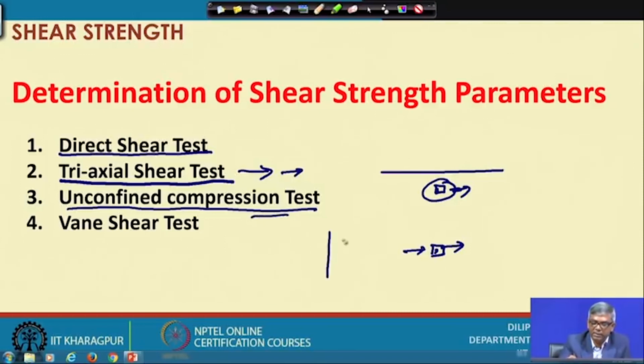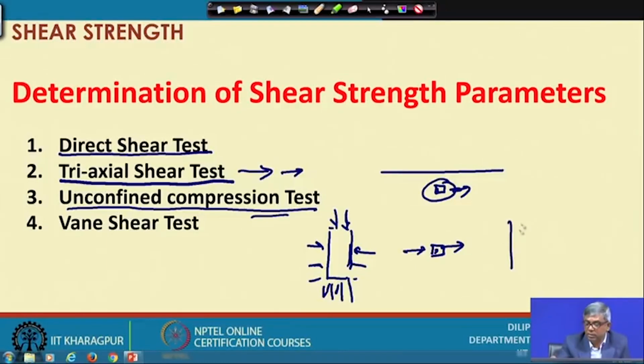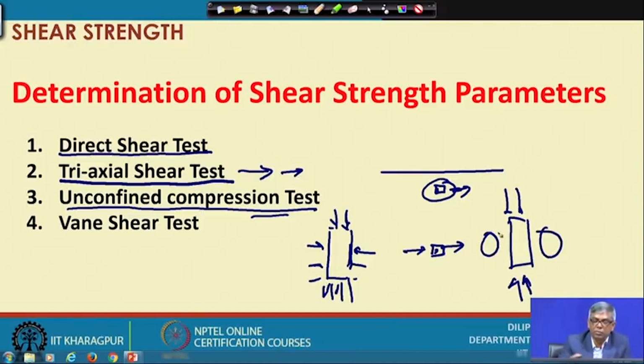When there is a triaxial test, the sample will be given compression from all directions. It is confined from all directions, and then we are shearing. Whereas, in the unconfined compression test, the load will be in only this direction and there will be no confinement. So, if I remove the confinement from the triaxial test, it becomes the unconfined compression test.